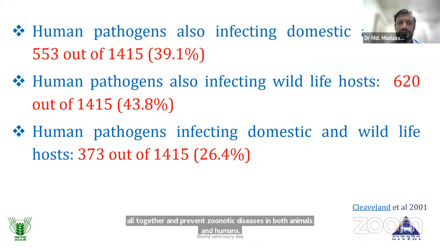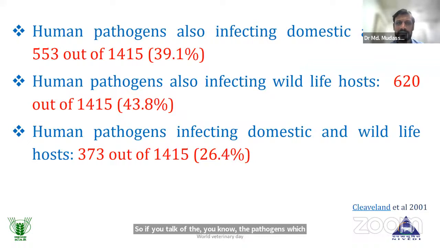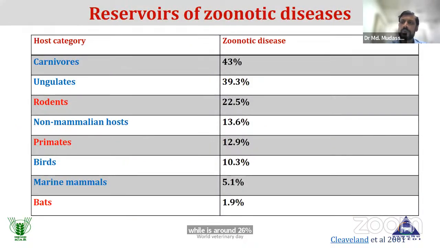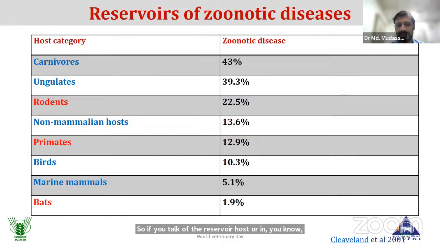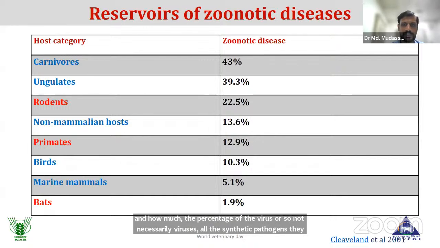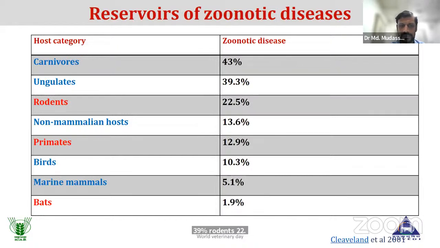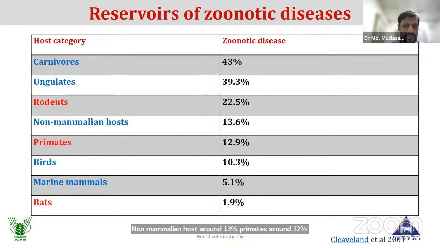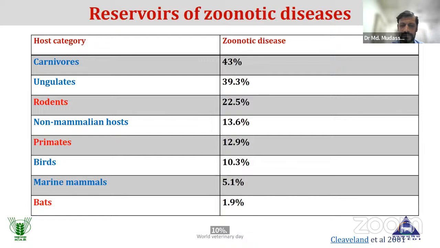If you talk of the pathogens which are shared among domestic animals and humans, it is 39%. Pathogens which are affecting humans and wildlife, it is 43%. The pathogens which are affecting both domestic and wild animals is around 26%. So if you talk of the reservoir host, and the percentage of zoonotic pathogens they harbor, not necessarily viruses, carnivores contribute around 43%, ungulates 39%, rodents 22%, non-mammalian hosts around 13%, primates around 12%, birds 10%, marine mammals around 5.1%, and bats around 1.9%.